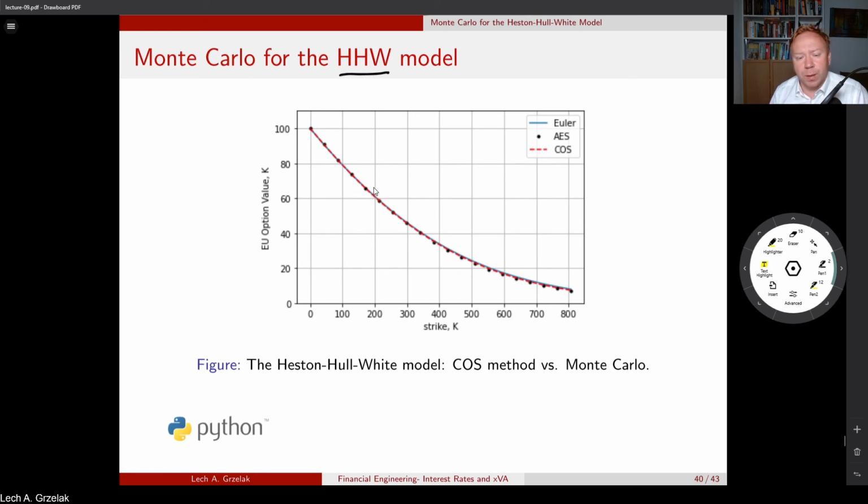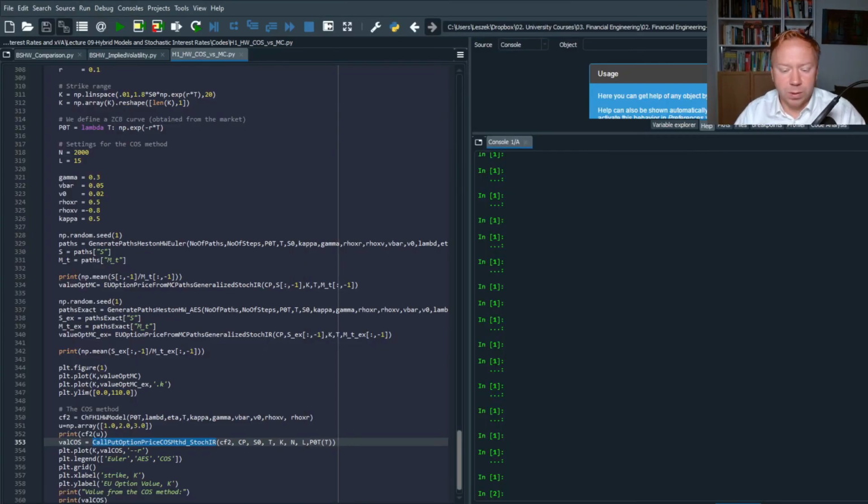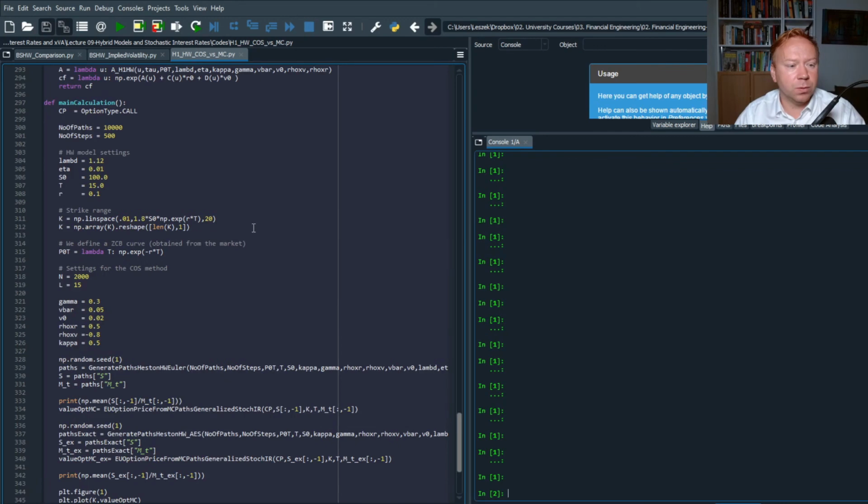These are the European option prices for a set of strikes. You see that the results are very good. In this experiment, I haven't even done a large number of Monte Carlo paths, and then the results will be more satisfactory. Let's take a look at the code, see how the simulation is performed.